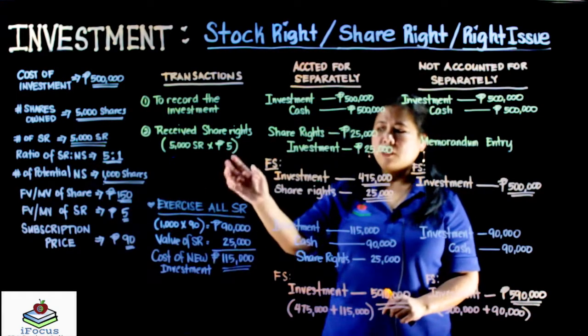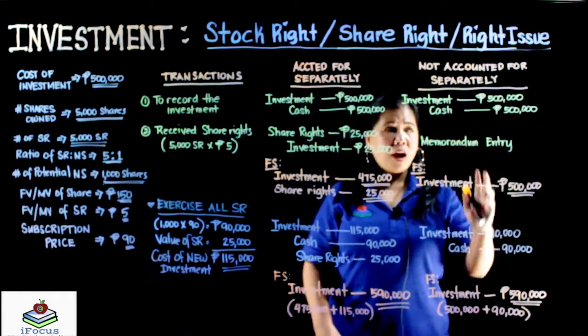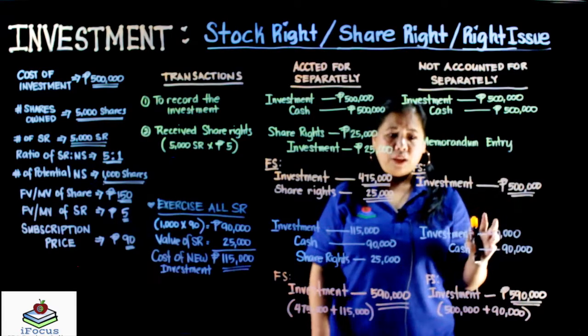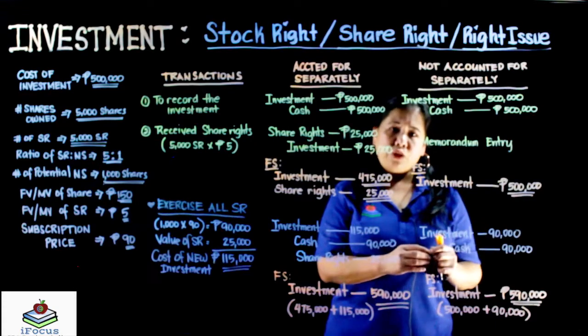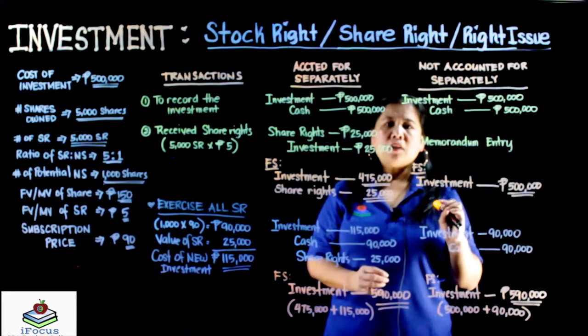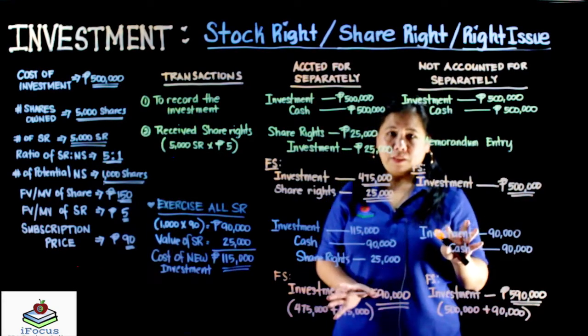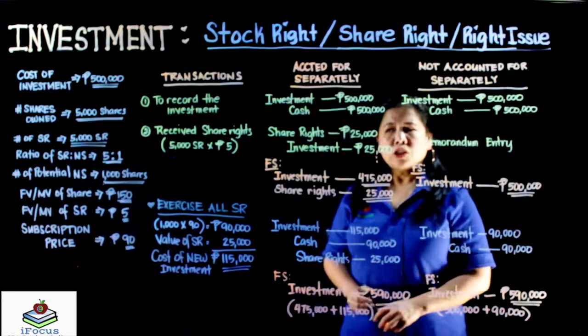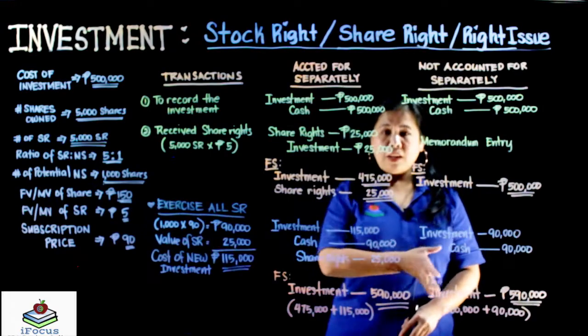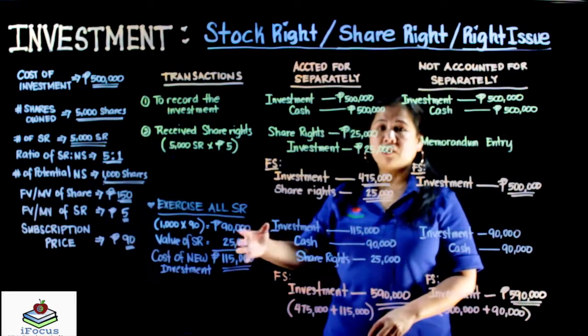Yan ang cost ng new share. Dito sa not accounted for separately, kung magkano lang yung cost na pagbili niya ng kanyang new share, yun ang cost ng bago niyang investment, or the cost of the new investment. Diyan sila nagkakaiba. So, paano naman kung hindi niya in-exercise ang kanyang stock rights?